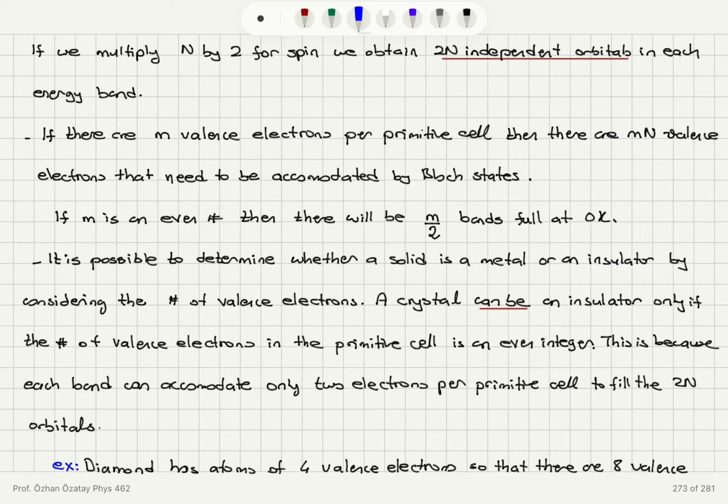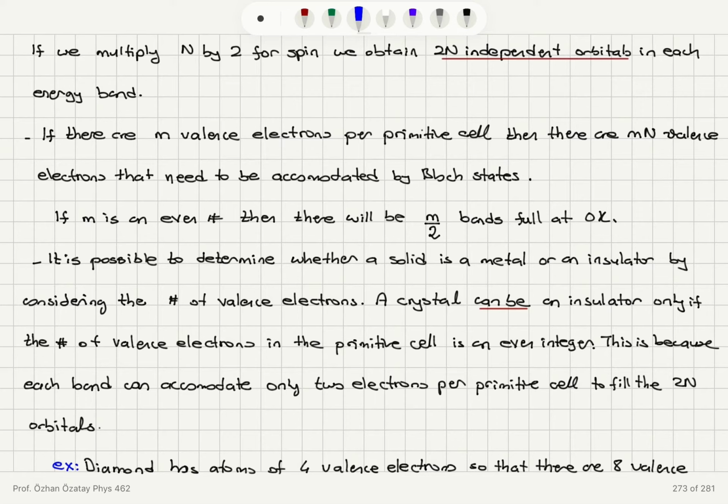So this will imply that there will be no empty states for the electrons to move into, and electron conduction will be very difficult. This is because each band can accommodate only 2 electrons per primitive cell to fill the 2n orbitals.